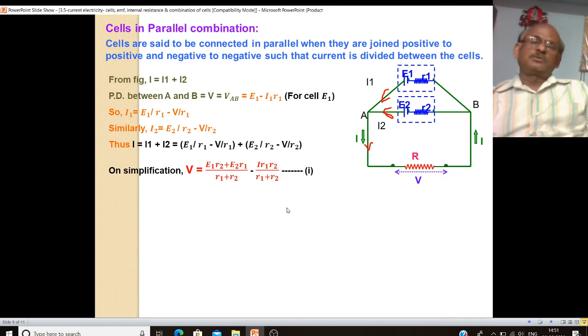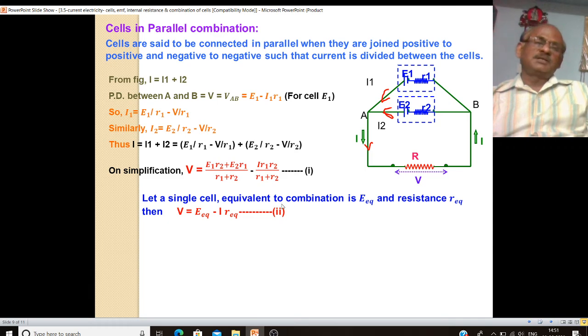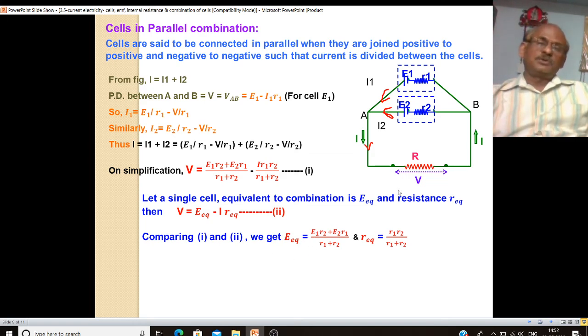Now our purpose here is to find the equivalent EMF and equivalent resistance. So if we replace these two cells by a single cell of EMF E equivalent and internal resistance R equivalent, and use the circuit equation, we will find V equals E equivalent minus I R equivalent. So now if we compare equation 1 and equation 2, we get E equivalent equals (E1 R2 plus E2 R1) by (R1 plus R2), and R equivalent equals R1 R2 by (R1 plus R2).